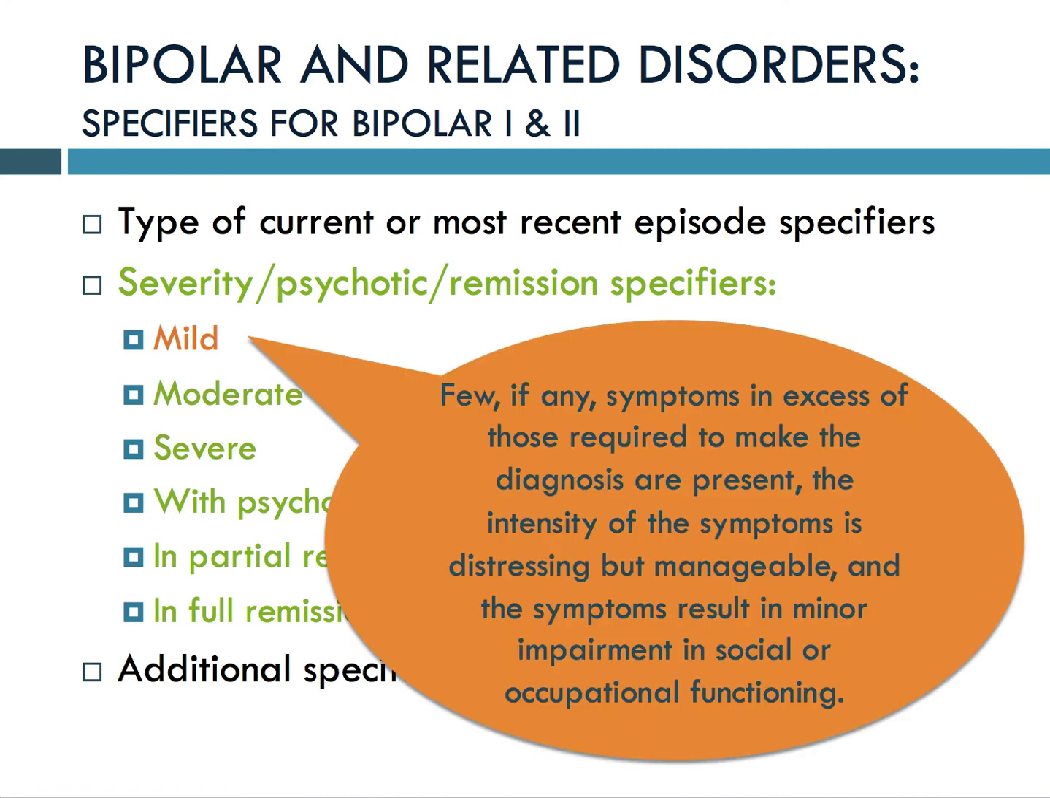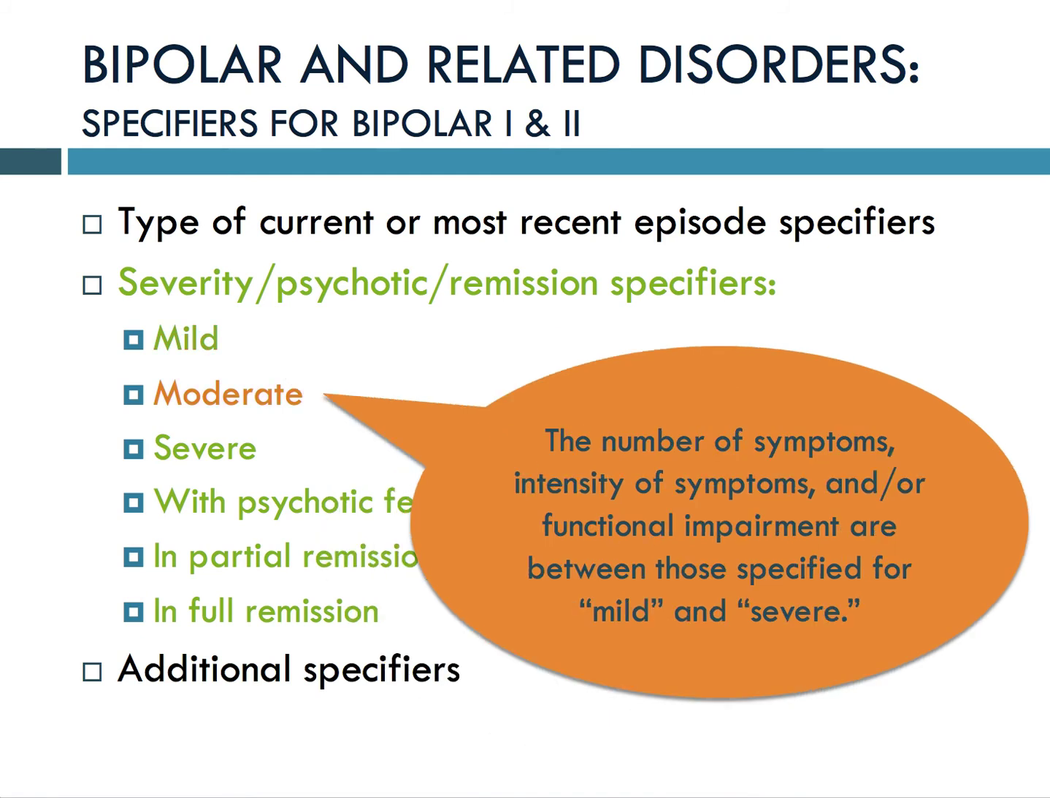What's meant by mild is that the person only experiences the minimum number of symptoms. So in the case of bipolar 1 or bipolar 2, the person would only have 3, or in the case of only irritable mood, 4 symptoms, no more than that, and the symptoms would be distressing or slightly impairing, but also somewhat manageable. Specifying bipolar 1 or bipolar 2 as moderate means that the symptoms are somewhere between mild and severe in terms of the number of symptoms or their implications.